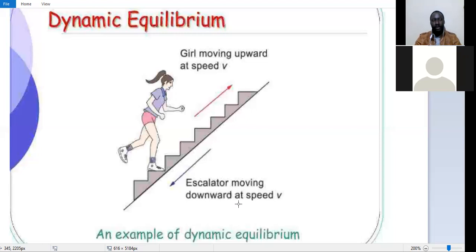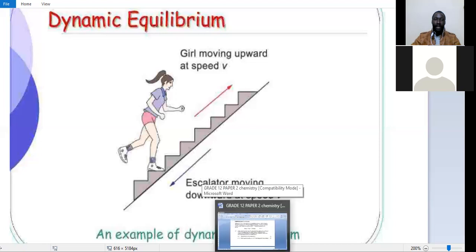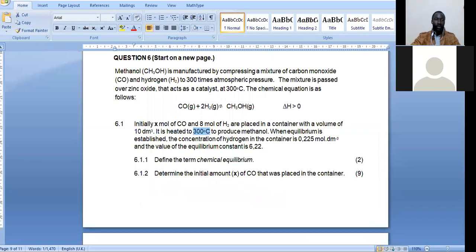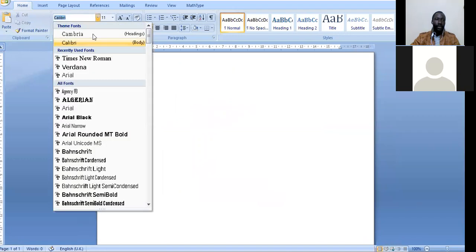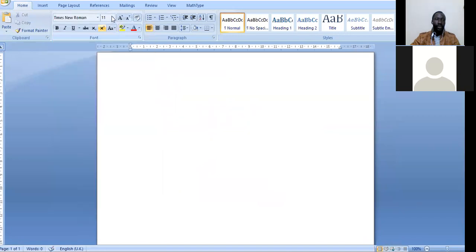It's a dynamic equilibrium when the rate of forward reaction equals the rate of reverse reaction. Okay, that is how we define chemical equilibrium. Now, I can go ahead and write it down. Let me just write this down so that in case you're noting it, it will be easy for you. So that is 6.1.